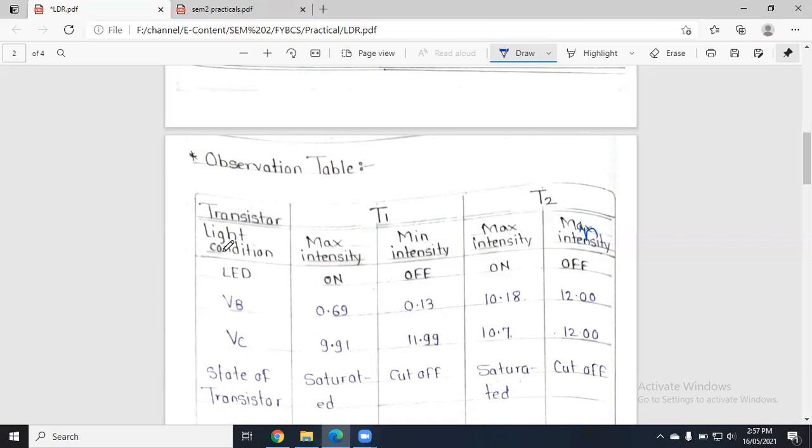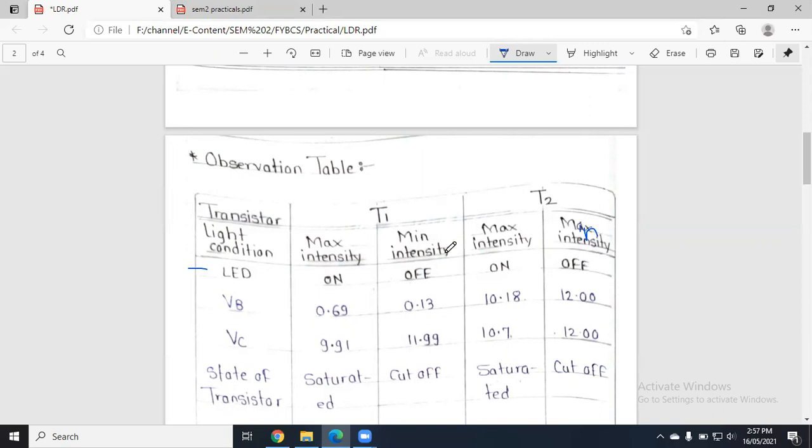Okay, now what is the light condition? The condition is the LED. When the LED is on, it is maximum intensity. When the LED is off, it is minimum intensity. Again, for transistor T2, the same theory applies. When the LED is on, that is maximum intensity. LED off, minimum intensity. Correct.